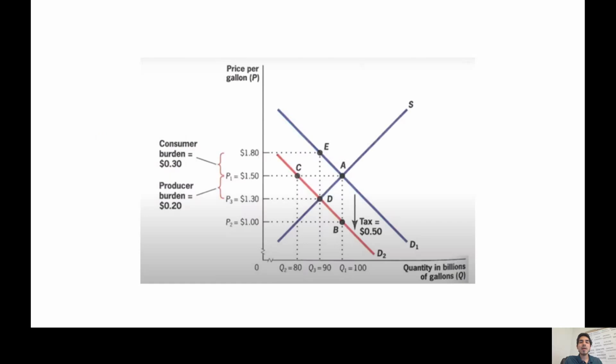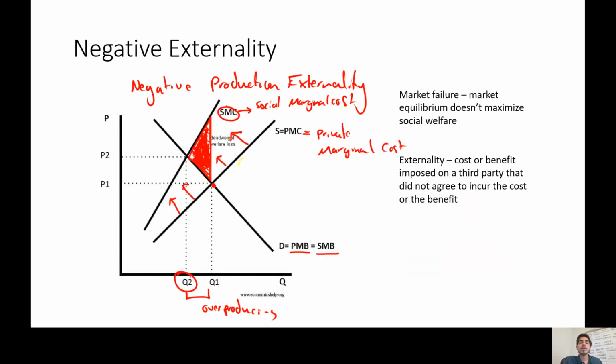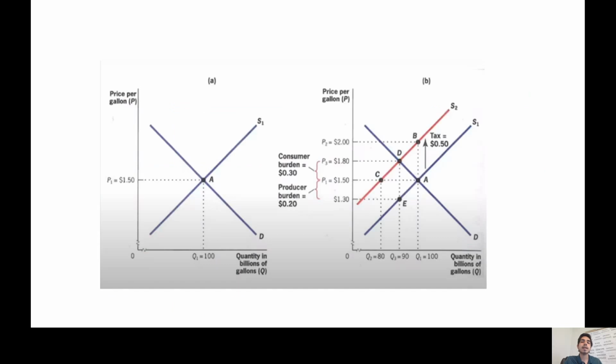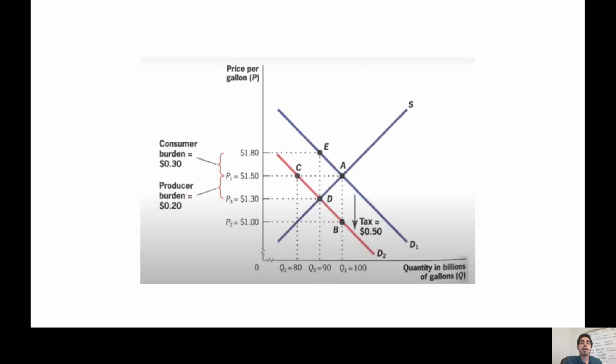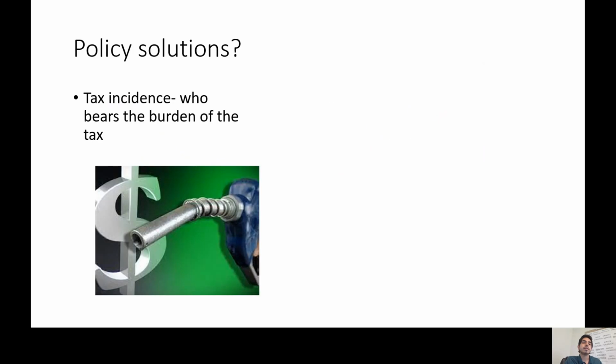But I talked about this a little bit at the beginning. I said that one way to push this private marginal cost curve towards the social marginal cost curve is through taxation. So let's think about this policy solution a little more in depth, and the implications of this policy solution on both producers and consumers. And so we developed this idea of tax incidence, who bears the burden of the tax.